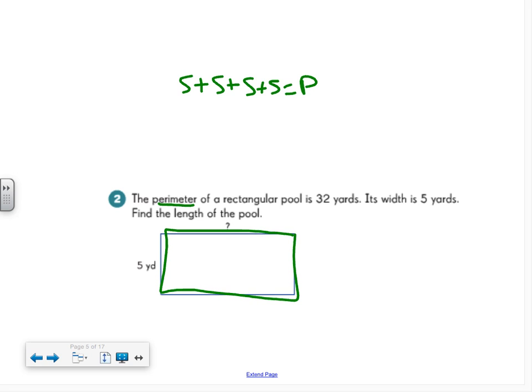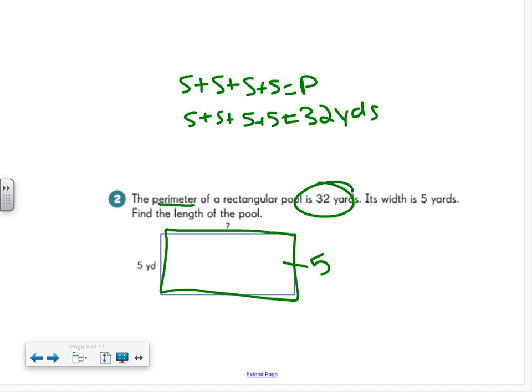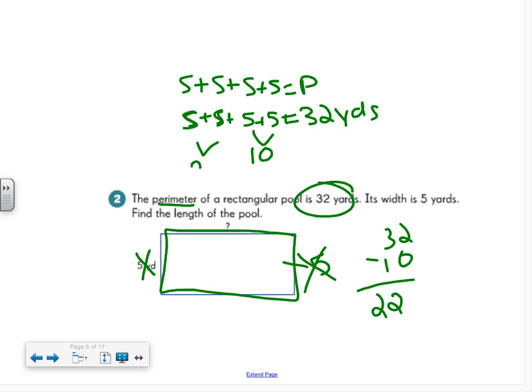I also know that in this case, I have 2 5s. So I have 2 unknown sides. I have 2 sides that are 5. And I know that together, I'm trying to get 32 yards. Okay? So automatically I always think, well, how much do I have so far? I have 2 5s, which equals 10, because 5 plus 5 is 10. I want to get rid of those so I can see what I have left. So what I'm going to do is take my total perimeter, which is 32, take away the 10 that I have, and now I have 22 left over. Okay, so I know that this side plus this side have to equal 22.